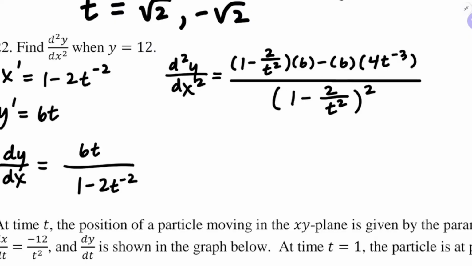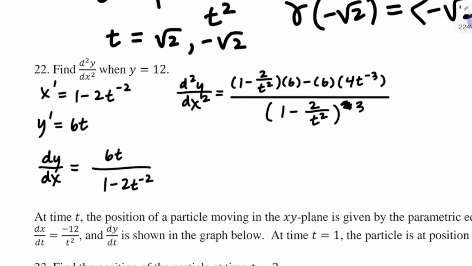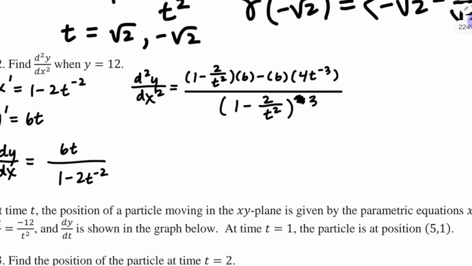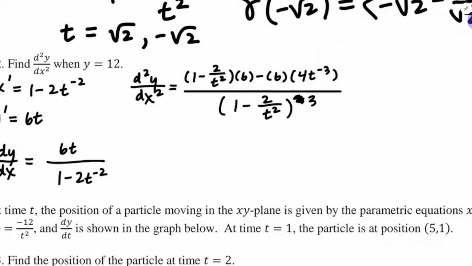That's the derivative of dy/dx, and then I divide by dx/dt again. So that's just going to give me another factor of 1 minus 2t to the negative 2 in the denominator. So I'm just going to scratch through that and say that's a 3 now. All right, so that's my formula. I feel like I have done something wrong here, but I'm just going to stick with it.